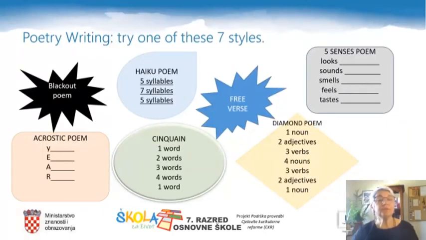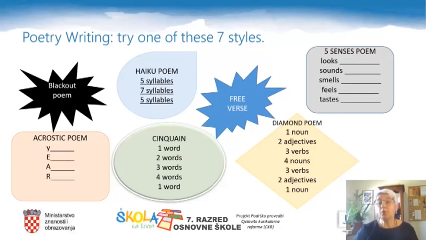Have you tried writing poetry? On this slide, you will find 7 different styles, 7 different ways that you can use to write poetry. I hope you have already tried some of them. Like, for example, a blackout poem. You take a piece of writing in English and you black out and leave only some words which form your new poem. And you can draw or paint an illustration. You can turn that page into an illustration too.